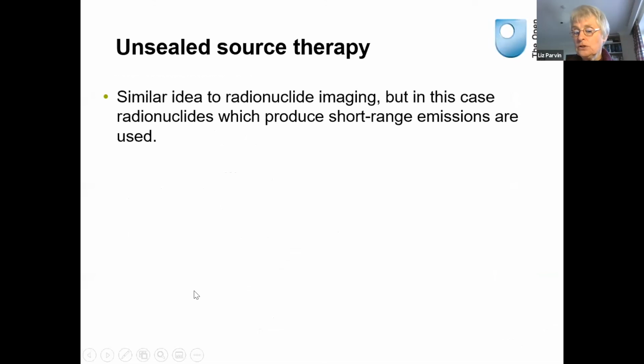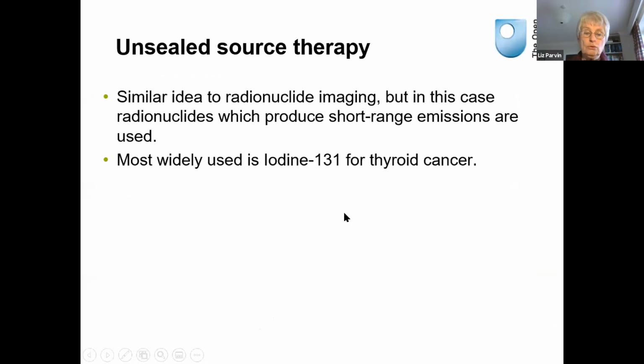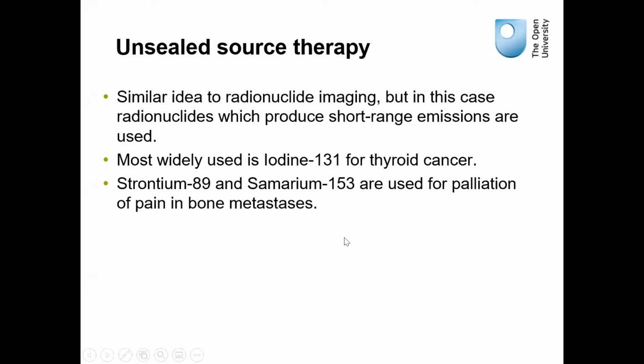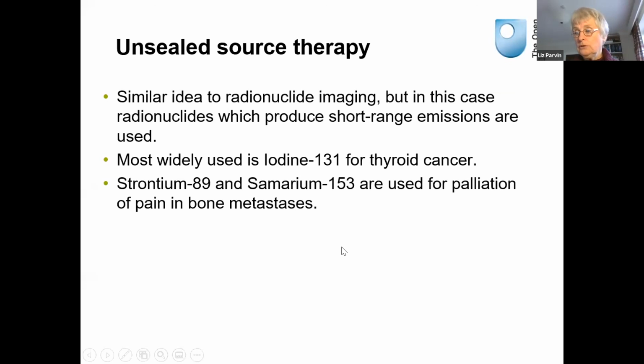Very briefly, unsealed source radiotherapy. This is a very similar idea, as I said, to radionuclide imaging. And what you do is you put in radionuclides, which produce short-range emissions, and they go to the tumor. Now, the most widely used one is iodine-131 for thyroid cancer. Very effective, very, very effective indeed. And the patient just has a drink, and they're usually shut in a room for a few days because they're pretty radioactive, and it goes to the thyroid. Strontium and samarium are also used for palliation of pain in bone metastases.